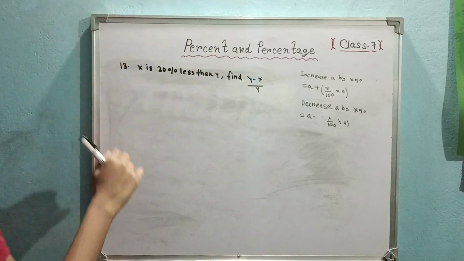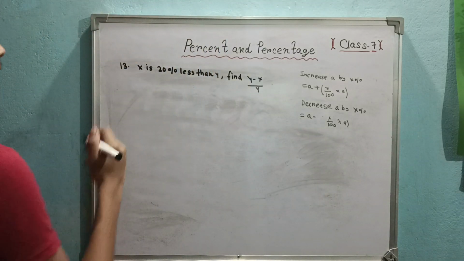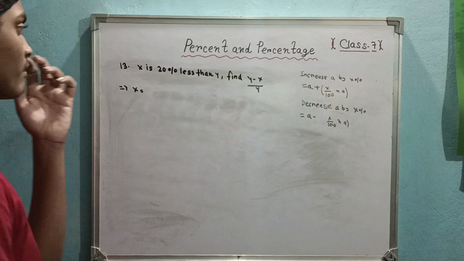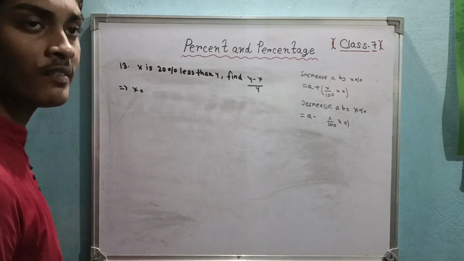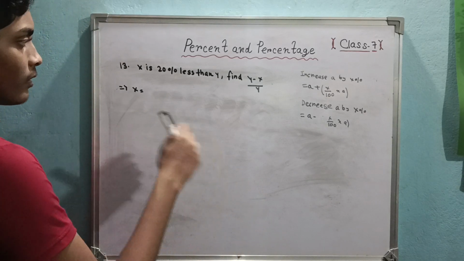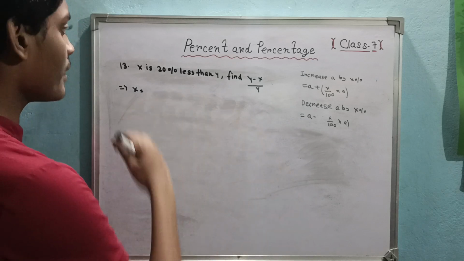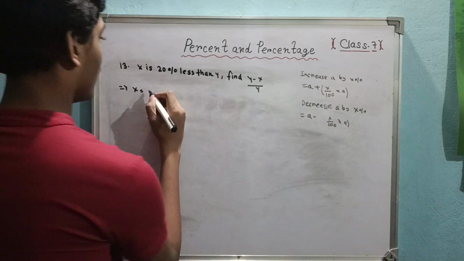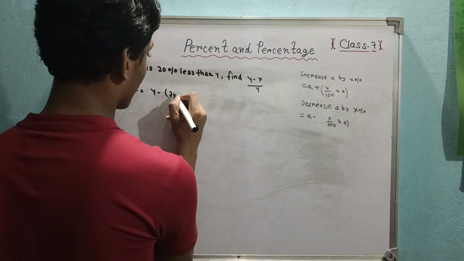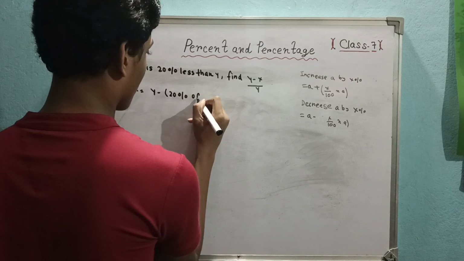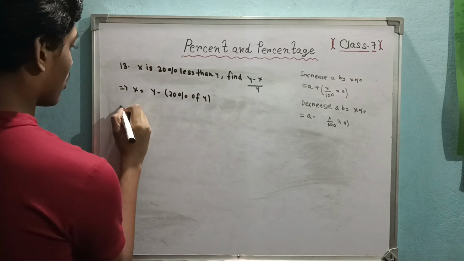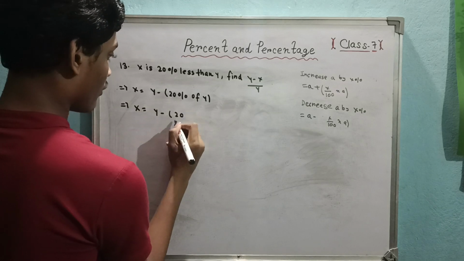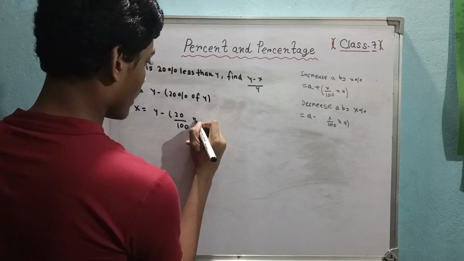So here we have been given the relation between x and y. So x is what? X is 20% less than y means y minus 20% of y, right? Yes, 20% less than y means y decreased by 20%. Y decreased by 20% means y minus 20% of y. Okay, or x equal to what? Y minus 20 by 100 multiplied by y.